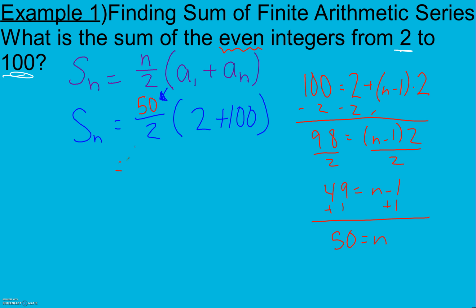We can go ahead and simplify here. 50 divided by 2 is 25. And 2 plus 100 is 102. When we multiply those, we are going to get 2,550. And that is the sum of the first 50 numbers in the sequence.